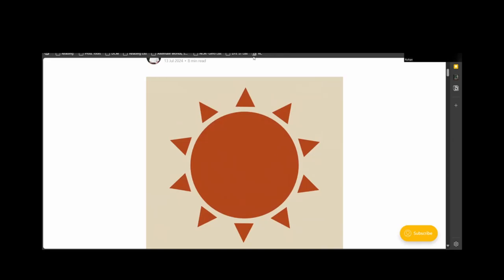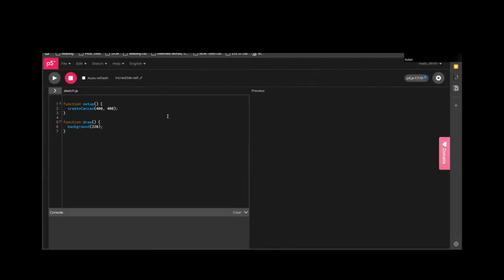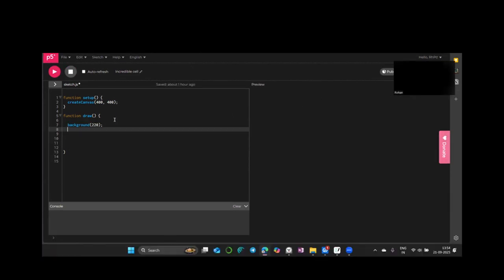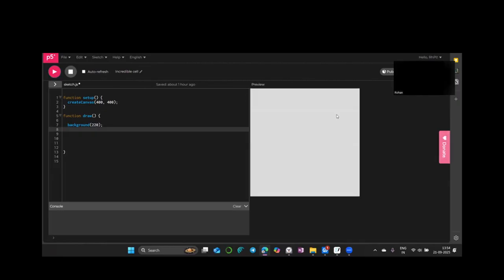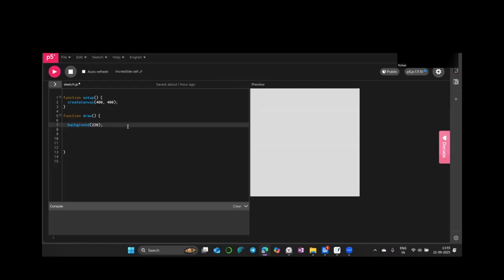And for this, I'm going to use the p5.js web editor. So this is what we're going to use. Okay, so let's start. To begin with, we start with a canvas with a size of 400 by 400. And if you run this, you can see this canvas.